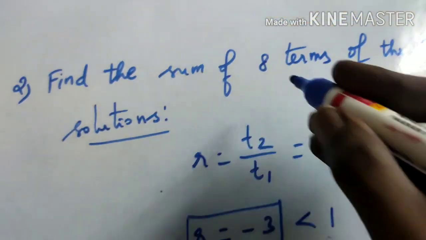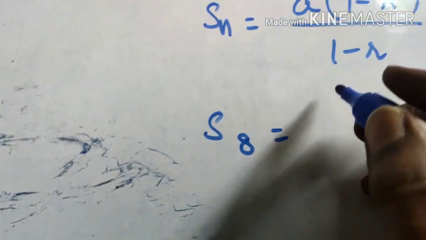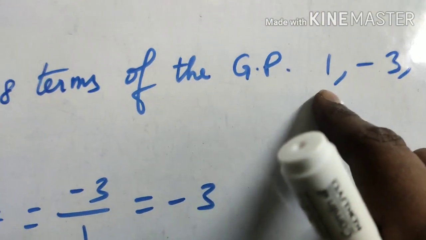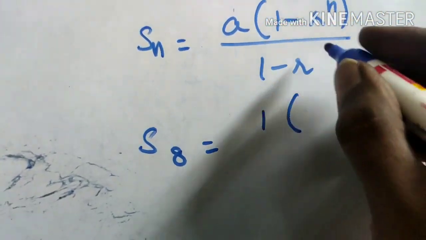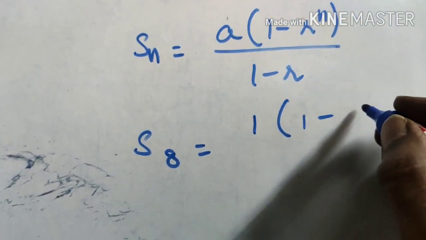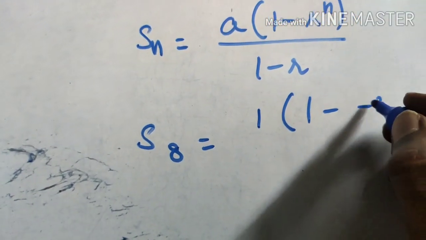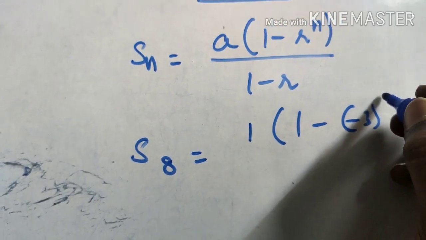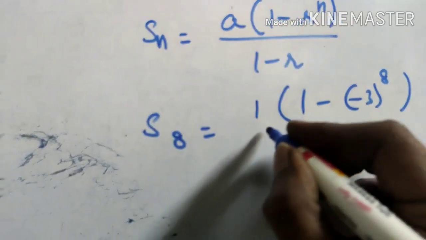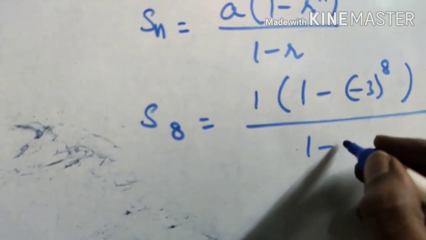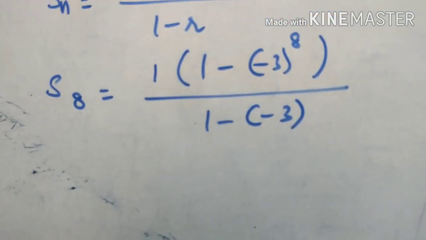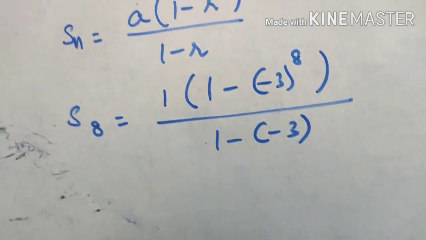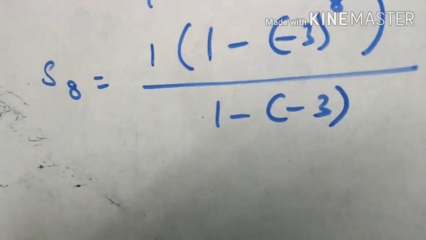Here n is 8 terms. So S8 equal to A, which is 1, so 1 into 1 minus R power n, what is R? Minus 3, power n is 8, by 1 minus R, which is minus 3. See that you put the brackets correctly, since R is minus 3.